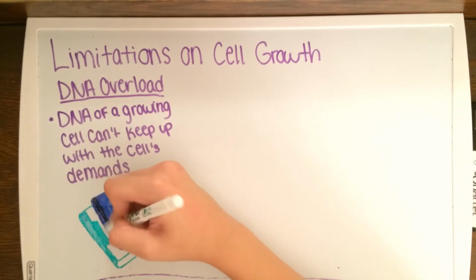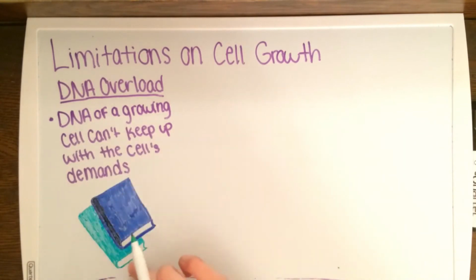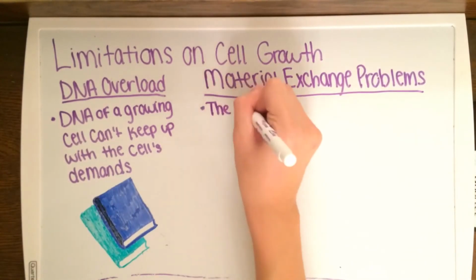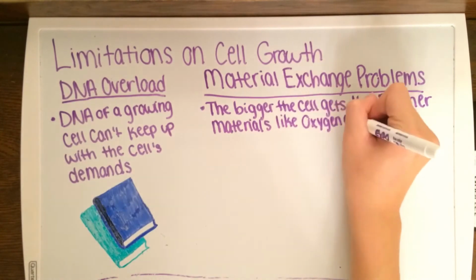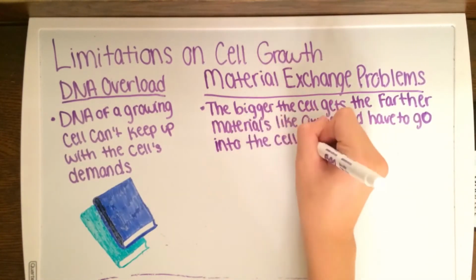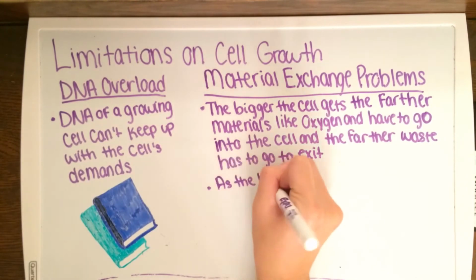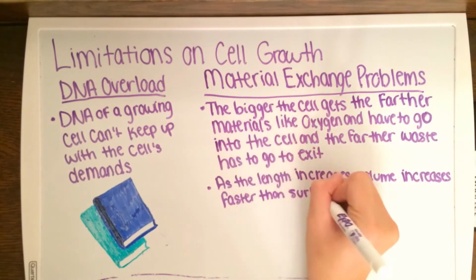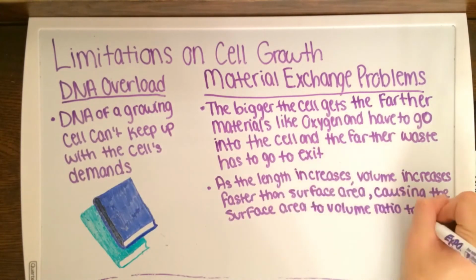Material exchange problems. Materials that the cell needs, such as oxygen, food, and water, enter the cell through the membrane, and the waste leaves through the membrane as well. A cell that continues to grow larger will have difficulty getting necessary materials into the cell and waste products out of the cell because the materials will have to cover a greater distance. As the length of the cell increases, the volume increases faster than the surface area, causing the surface area to volume ratio to decrease.